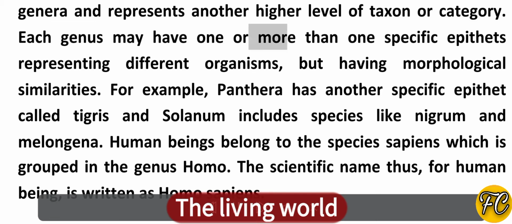Each genus may have one or more than one specific epithets representing different organisms, but having morphological similarities. For example, Panthera has another specific epithet called tigris, and Solanum includes species like nigrum and melongena. Human beings belong to the species sapiens, which is grouped in the genus Homo. The scientific name thus, for human being, is written as Homo sapiens.